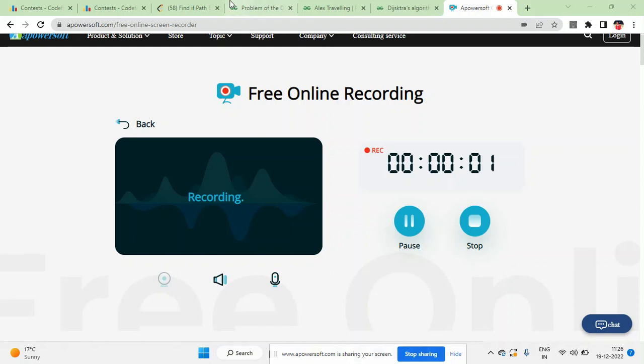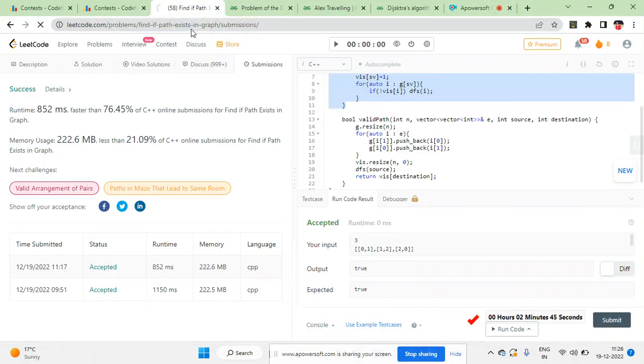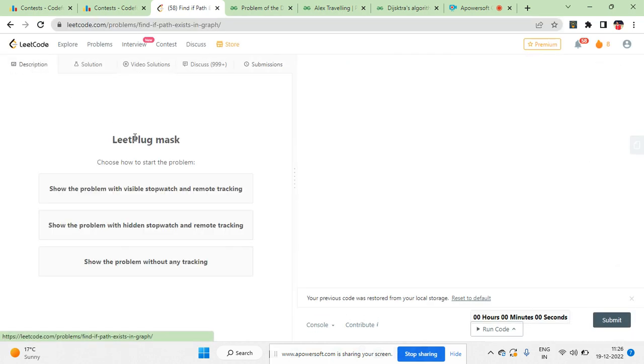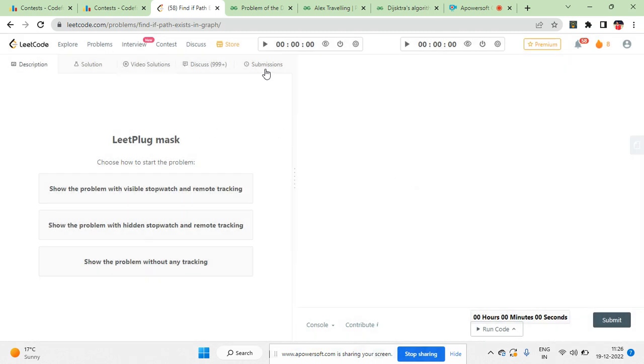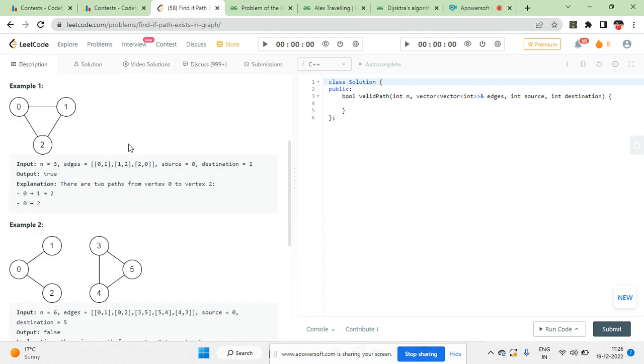So today let's do the daily problems of the day. First of all, the LeetCode daily problem is basically a simple question: find if the path exists in a graph or not. You have been given a graph, a source vertex, and a destination vertex. You have to tell whether a path exists from the source to the destination or not.